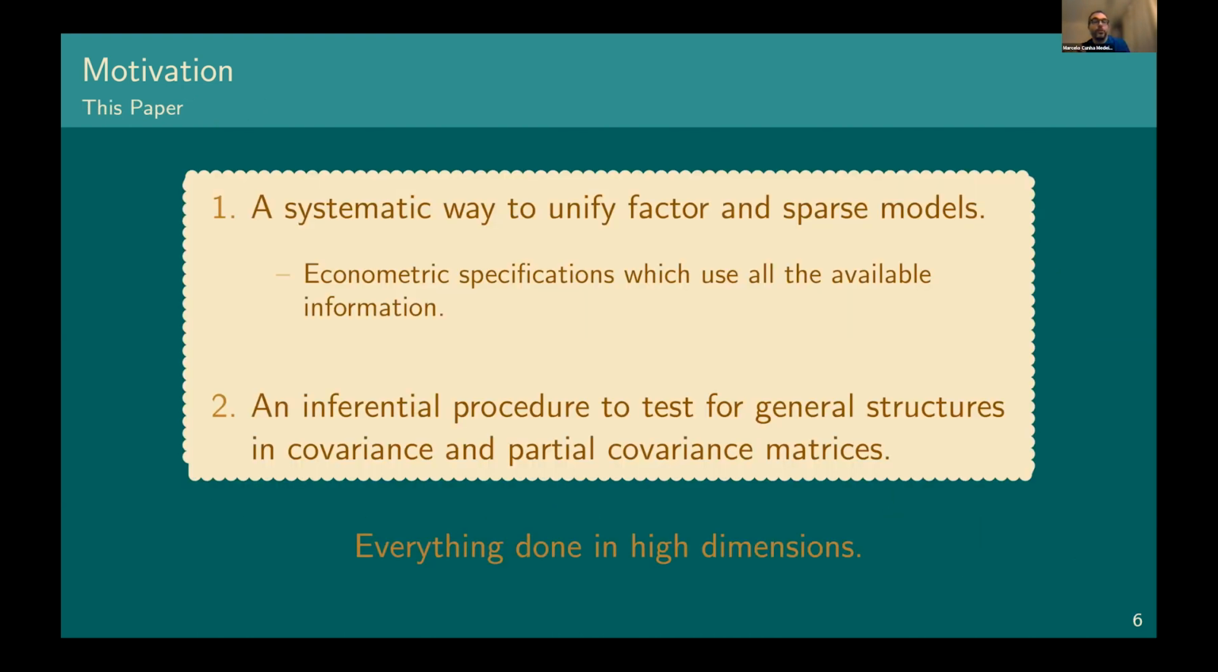So what we are going to do is two things. First, a systematic way to unify factor and sparse models, so we are going to have econometric specifications which use all the available information. Second, we are going to derive an inferential procedure to test for general structures in covariance and partial covariance matrices in large dimensions. So everything is done in high dimensions. Again, let me repeat what I mean by high dimensions: the cross-sectional dimension is larger than the time dimension, so N is much larger than T. Okay, so that's the setup.